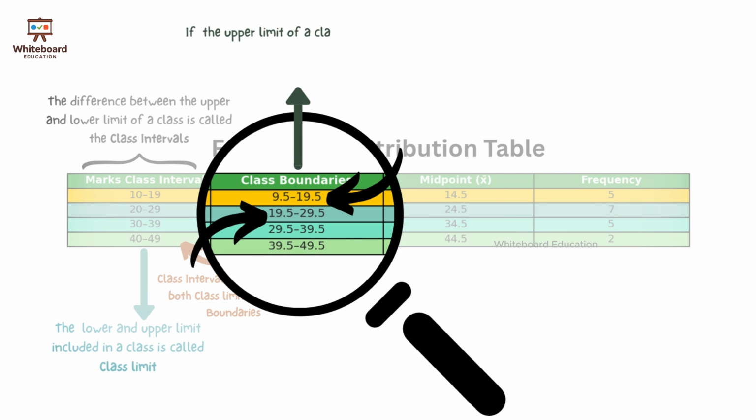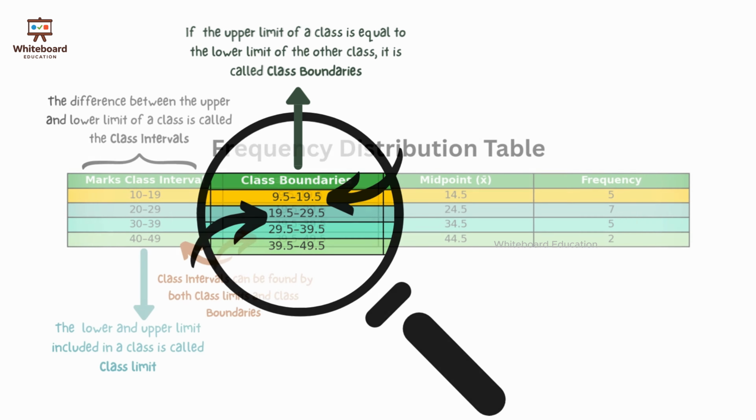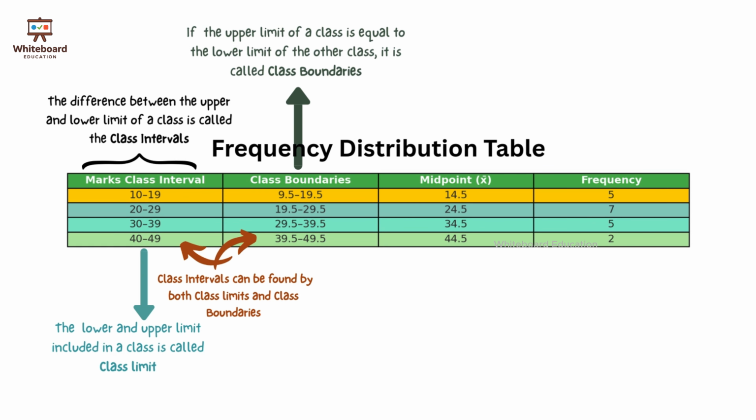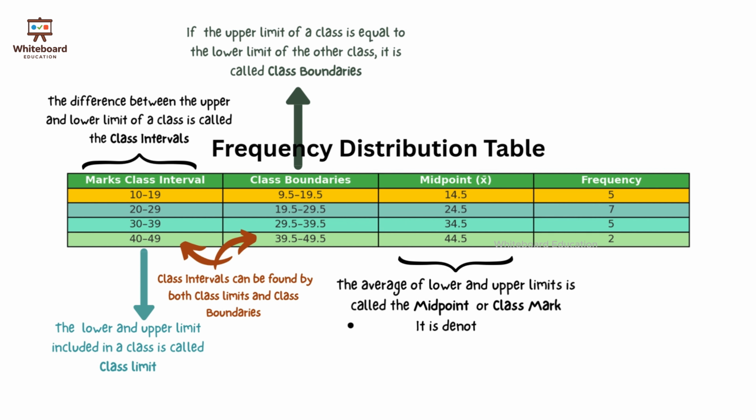And class boundaries. If the upper limit of a class is equal to the lower limit of the other class, it is called the class boundaries. Class boundaries are helpful when building a histogram. The average of the lower and upper limits is called the midpoint or class mark. It is denoted by x and calculated as x equals (lower limit plus upper limit) divided by 2.